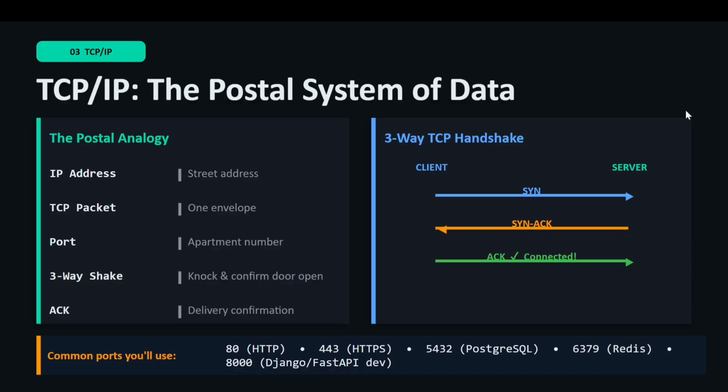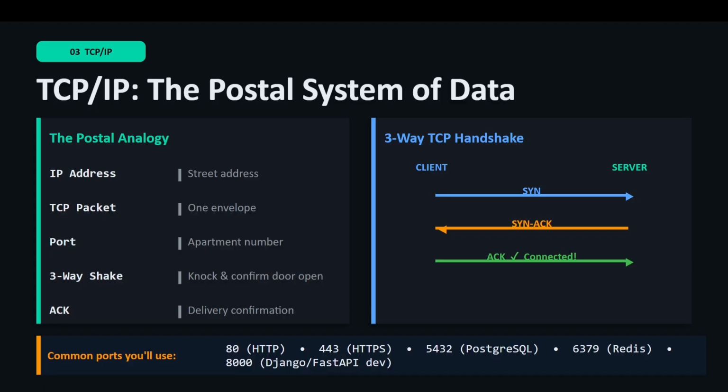So here we have the TCP/IP protocol. This is the postal system of data, as I like to call it. Now we have an IP address. Great, right? But how does this data actually get from your machine to that IP address reliably? That's the TCP/IP protocol. Think of the IP as the addressing system, like a street address. It tells the data where to go.